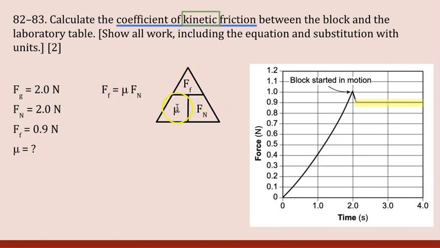And the way I use this is I just cover up mu, and I see that mu is equal to FF divided by Fn. So that's my formula I'm going to use. Now I can plug in my numbers. Mu equals 0.9 divided by 2, and I just got those from right over here where I listed them out. When I put that into my calculator, I get mu equals 0.45. No units for this. Mu never has any units. So that's my answer.